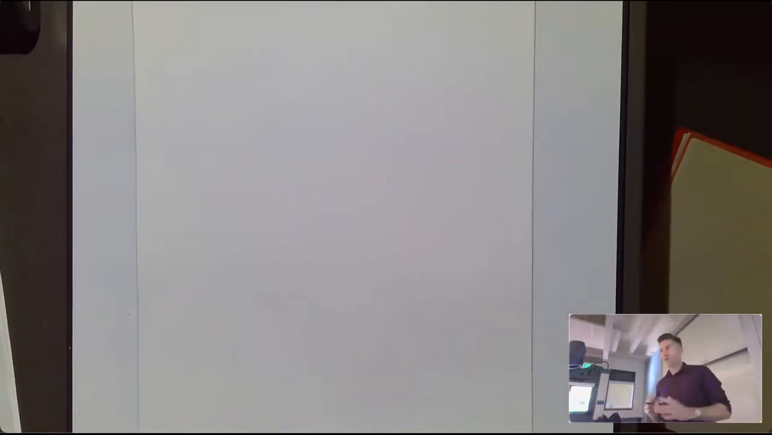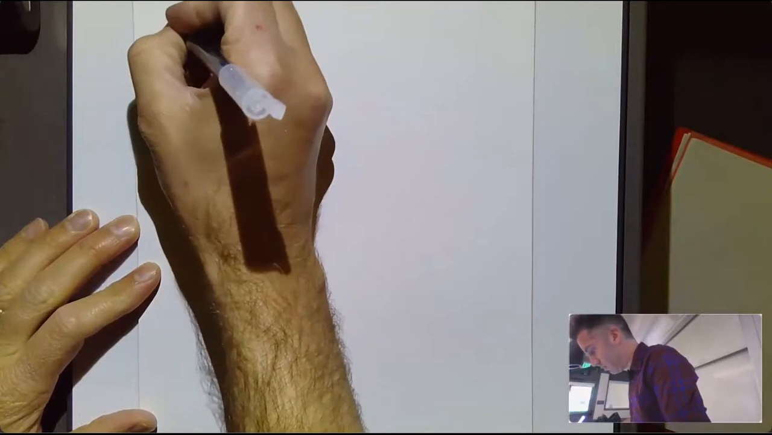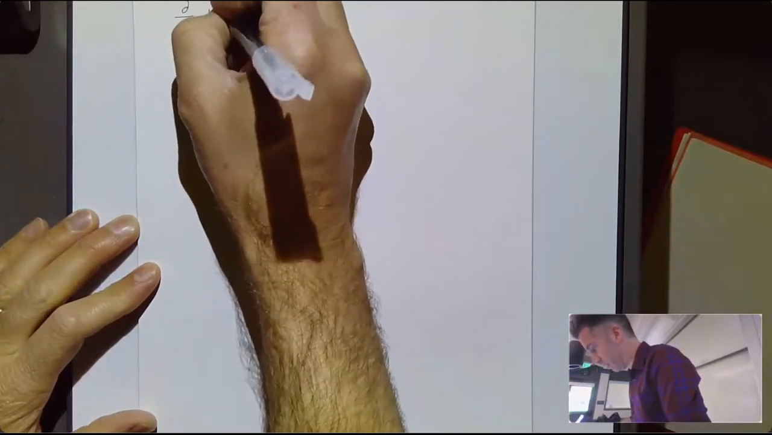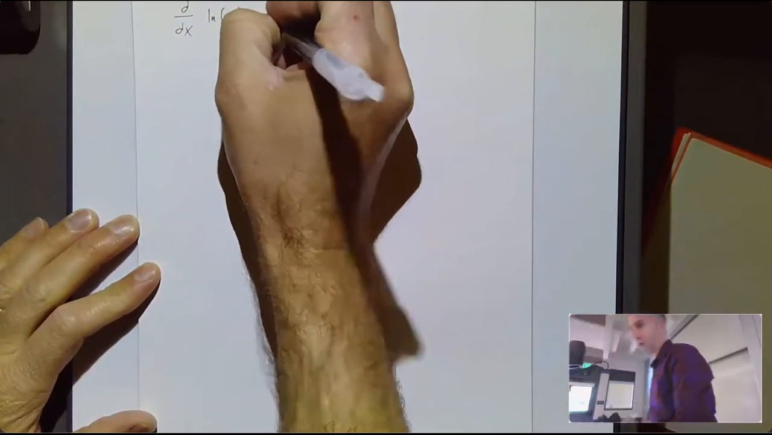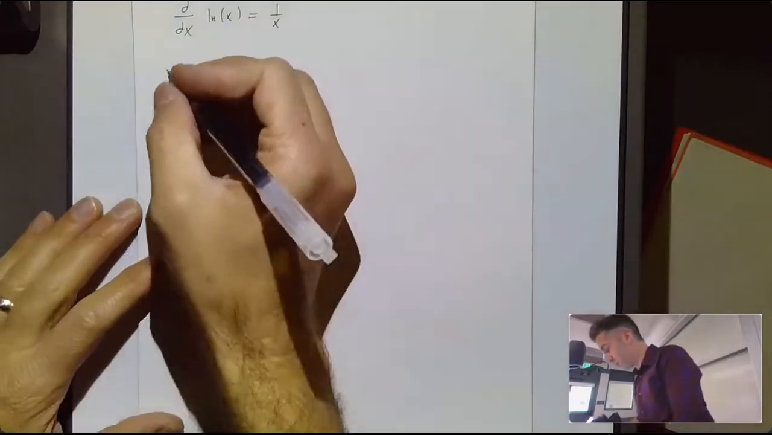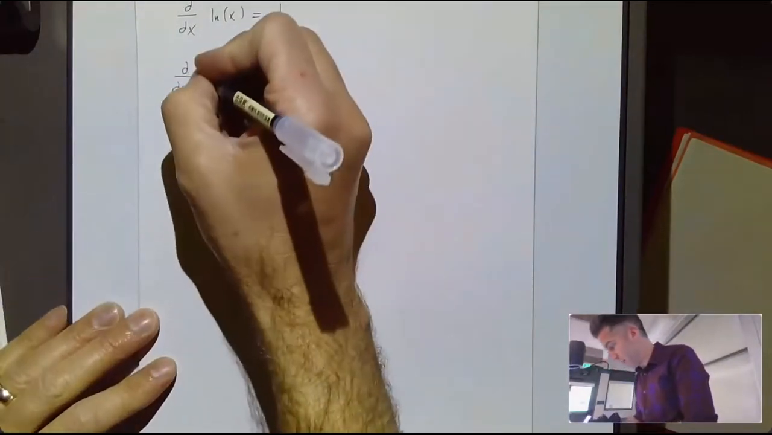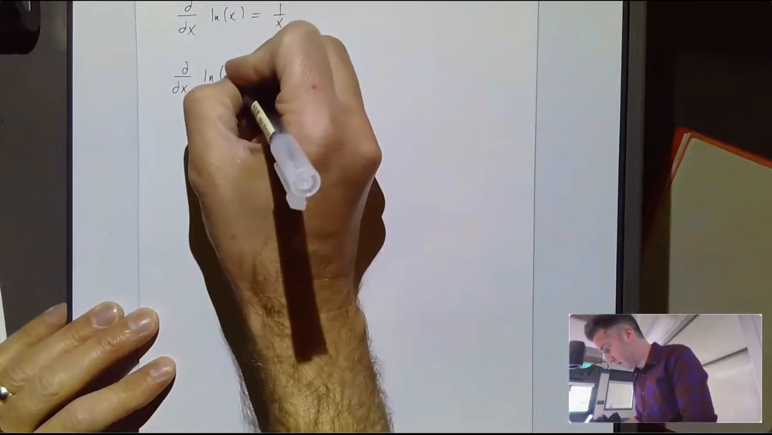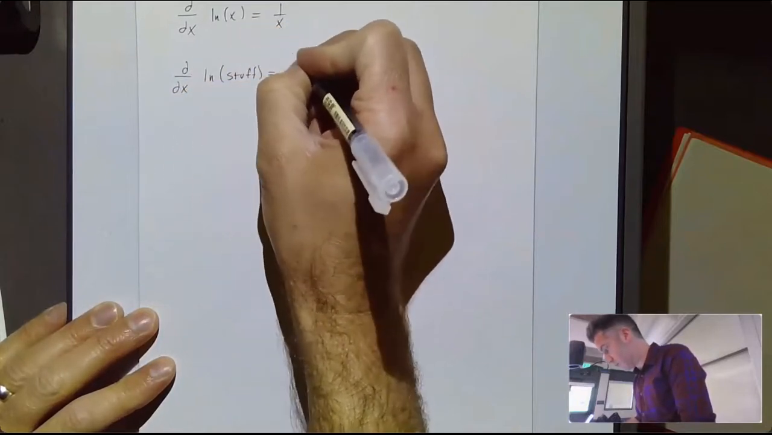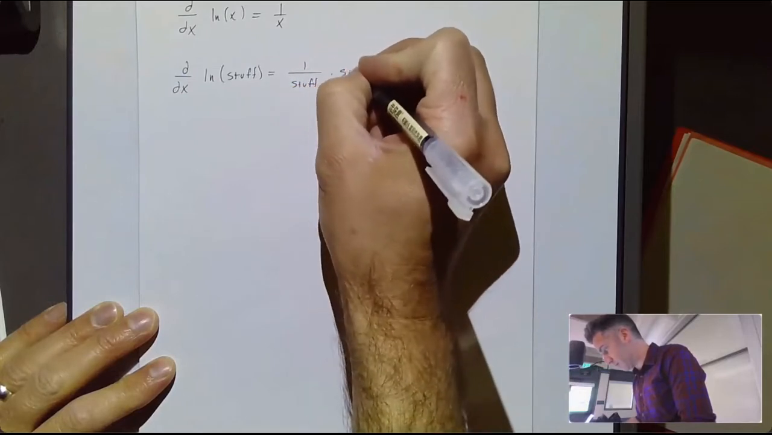Let's remind ourselves of a couple things we talked about last time. We talked about how the derivative of the natural log of x was equal to 1 over x. And then we also talked about the more general version of this rule, which is that the derivative of the natural log of some stuff is 1 over the stuff times the derivative of the stuff.